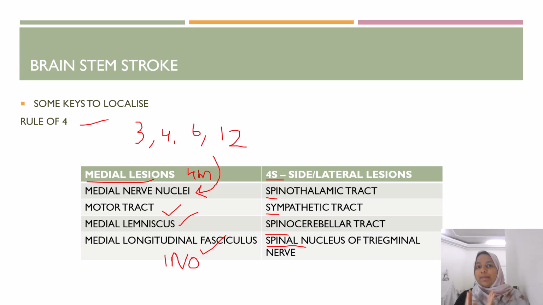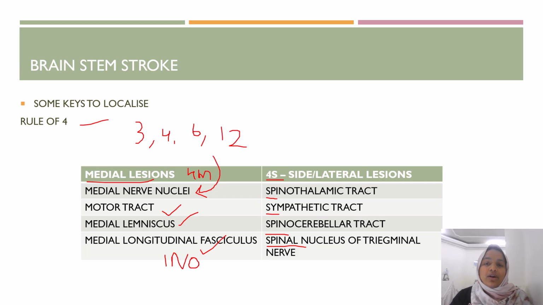So we are just talking about the lateral and medial. We are not talking about the midbrain, pons, medulla proper. We are talking about lateral and medial. Medial means the 4 medial cranial nerves, 3, 4, 6, 12. Motor pathway, medial longitudinal fasciculus, and medial lemniscus.